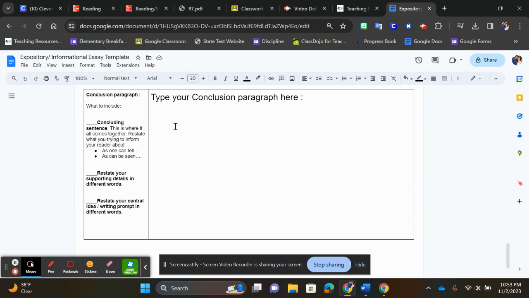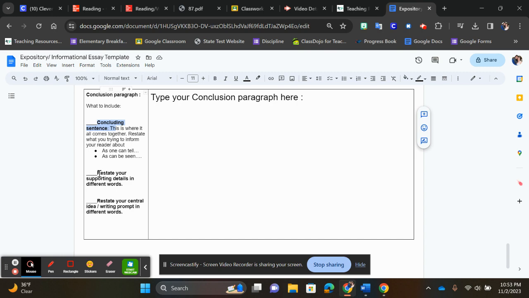Then we get to the very last one, which is your conclusion. Your conclusion is where we wrap everything up. And we've done this before. So what you want to include in your conclusion is a concluding sentence. It's kind of like a tongue twister. This is where it all comes together. So you're going to restate what you're trying to inform your reader about. Like you can say, as one can tell, or as can be seen, inventors really do shape society, or something along those lines. You can restate it in your own words, however you would like to.